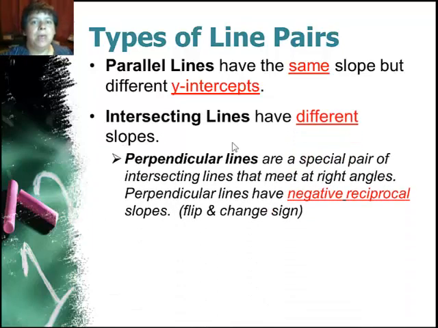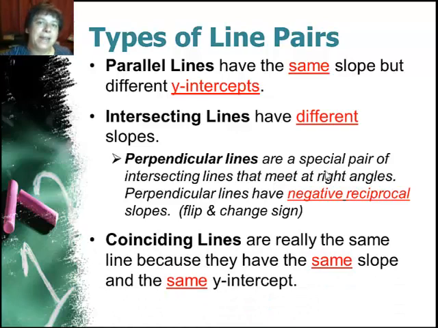All right? Intersecting lines have different slopes. So they may or may not be perpendicular. Perpendicular is a special type of intersecting line, and that is when it's a negative reciprocal. The negative means change sign, and the reciprocal is like the flip when you flip the fractions. Coinciding lines are really the same line. They have the same slope and the same y-intercept, so they're right on top of each other.